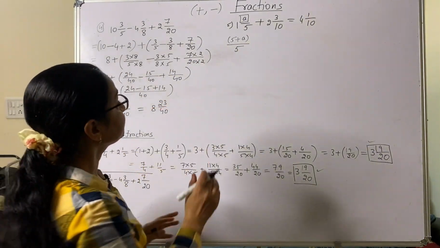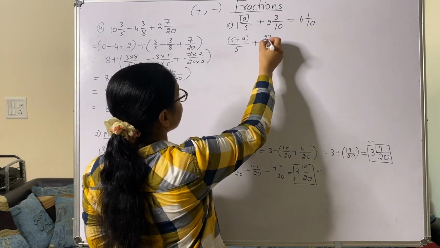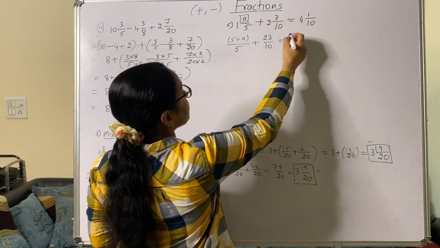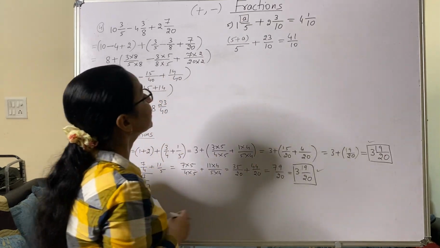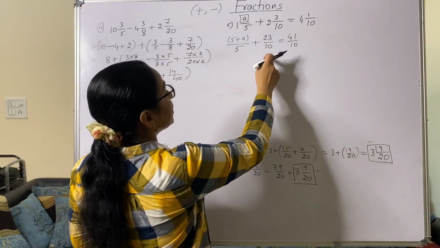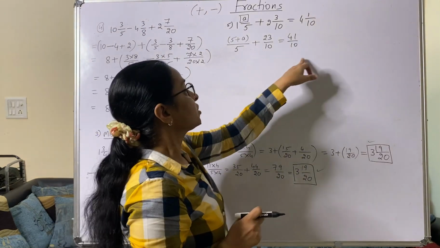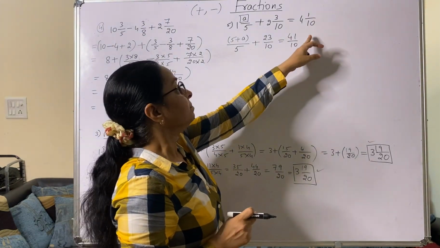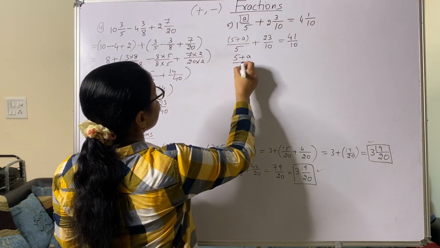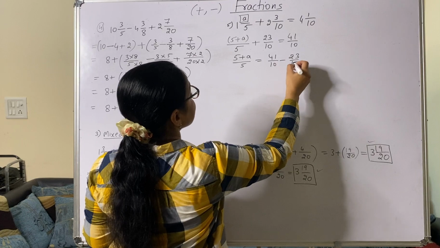Done for the first one. Next is 2 tens, 20, 20 plus 3, 23 by 10. And then here 10 fours 40, 40 plus 1, 41. So 41 over 10. Clear? What we need to do now? We need to simply transpose this 23 by 10 to the right hand side. Now here this is with a plus sign, so when we transpose it to the other side, it will become negative 23 over 10. So I will be writing 5 plus a by 5 equals 41 by 10 minus 23 by 10.